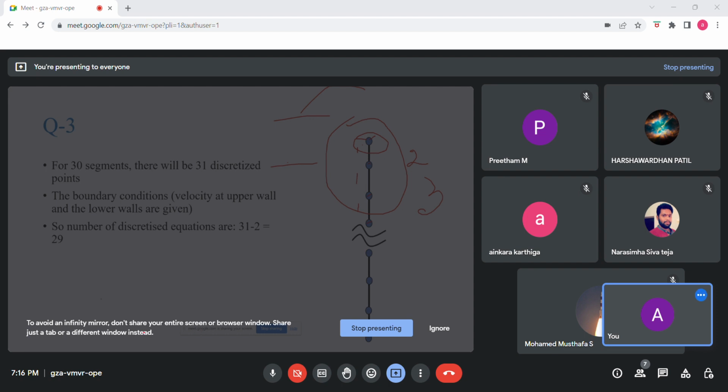Obviously, when 30 segments are considered, it will be 30 minus 1, that is 29. When considering all the points, it will be 31 discretized points, where we know the values at the boundary conditions, that is top and bottom. So it will give 29 discretized equations to be solved.